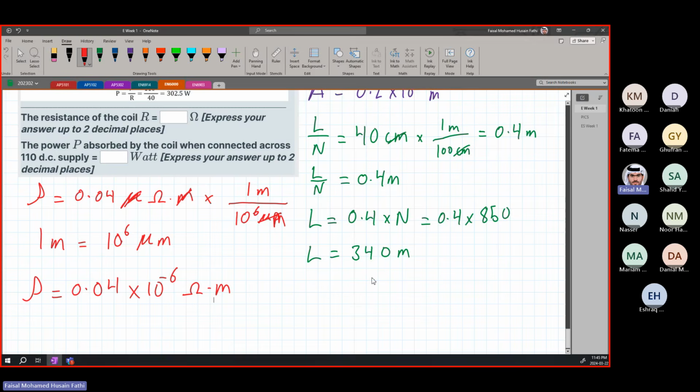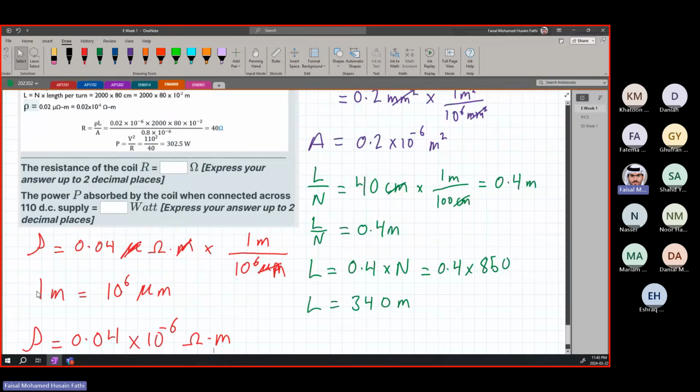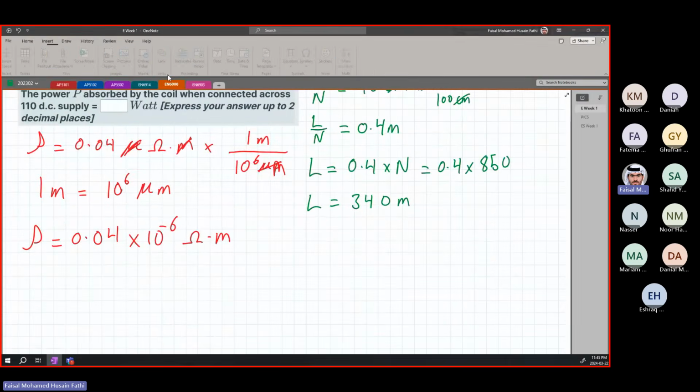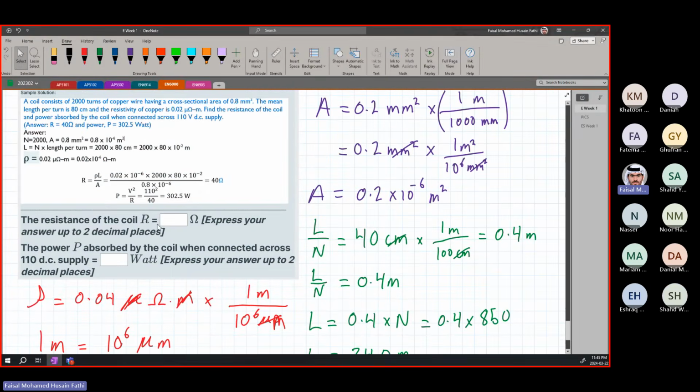Now we have everything in meters. We have the area, we have the length, and we have the resistivity. Now we can find whatever the question is asking for. So the resistance of the coil, R, what do they want?